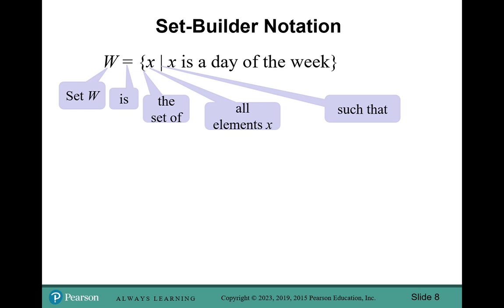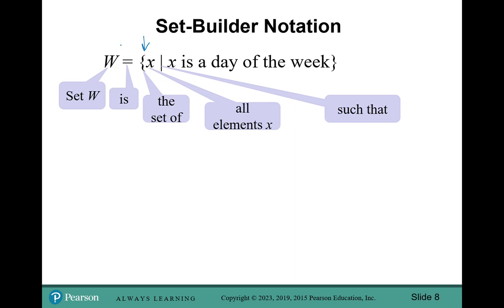Now let's look at set builder notation. W equals the set of X such that X is a day of the week. So that's how I typically say it. This one reads out: set W is the set of all elements X such that X is a day of the week. So the brace lets you know that it's the set of.